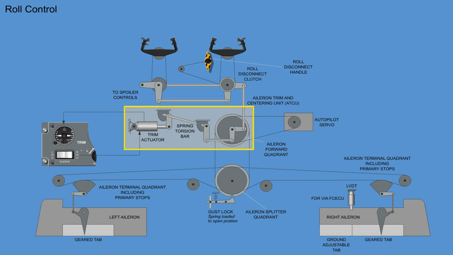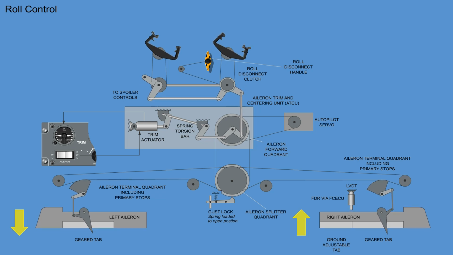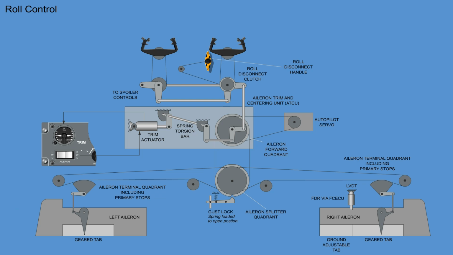The aileron trim and centering unit provide aileron trim and automatic centering of the aileron control surfaces. The unit is connected to the aileron trim actuator and the aileron forward quadrant. Rotating the control hand wheel turns the forward quadrant. When the input to the hand wheel is released, the hand wheels return to the neutral position in zero trim condition.